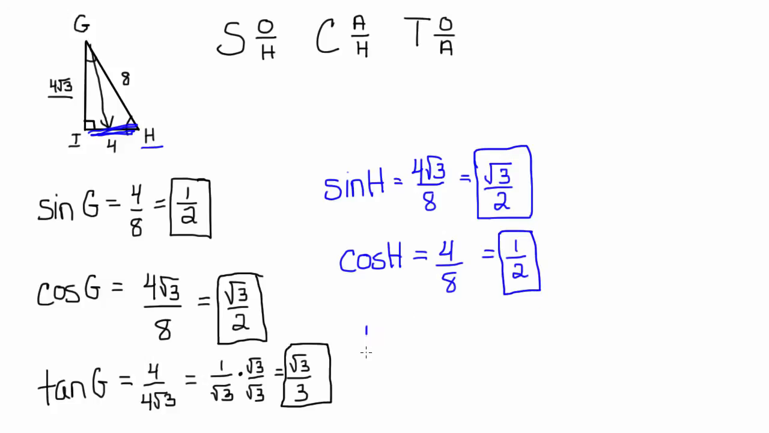Perfect. And then the tangent of angle H is just opposite, which is 4√3, over the adjacent, which is 4. Oh, and this is nice. The 4's divide out, so we're just left with √3, and nothing's in the denominator, so that's great because we don't have to rationalize anything. So there you go.